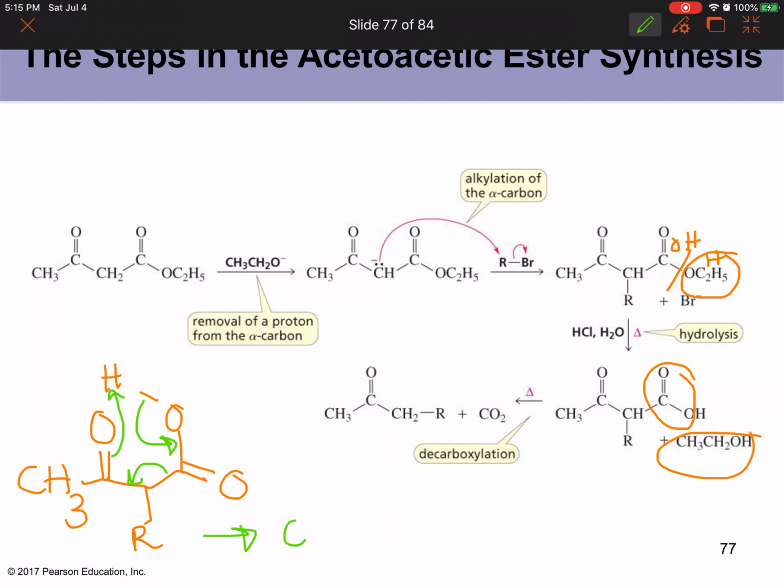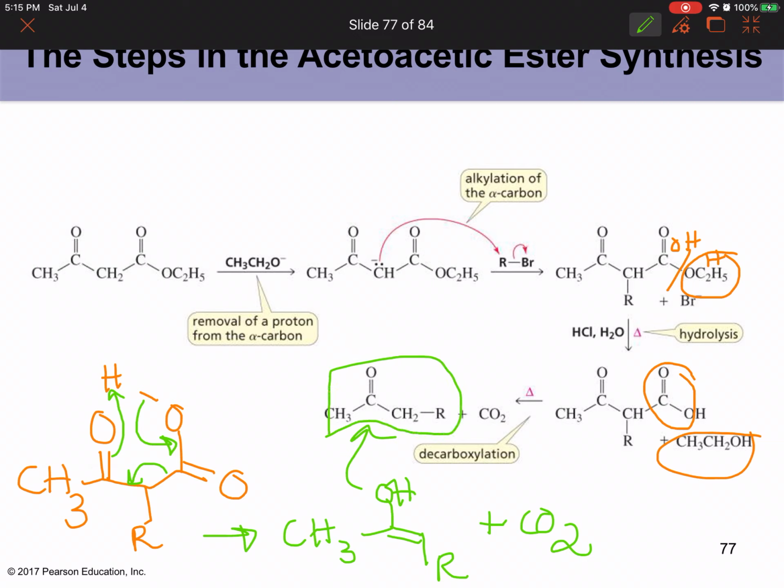So the molecule you're going to make is CH3, C, OH, R, plus carbon dioxide. And this is the enol form. The keto form would be formation of the methyl ketone, CH3, CO, CH2, alkyl group. So from the acetoacetic ester synthesis, we have a ketone made with 3 more carbons than the alkyl group. Okay?